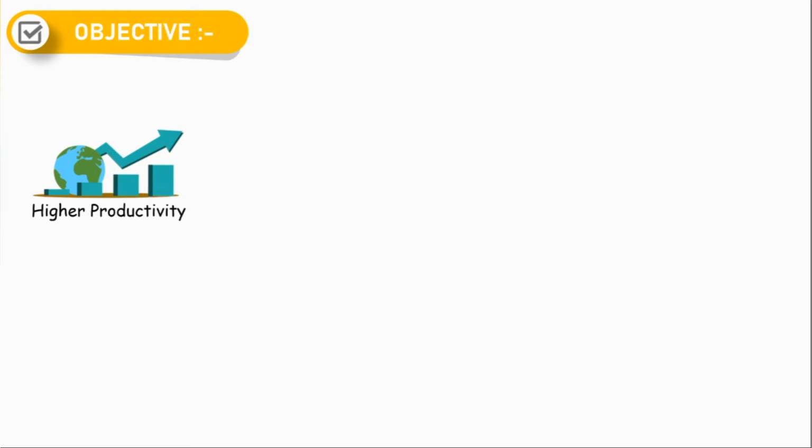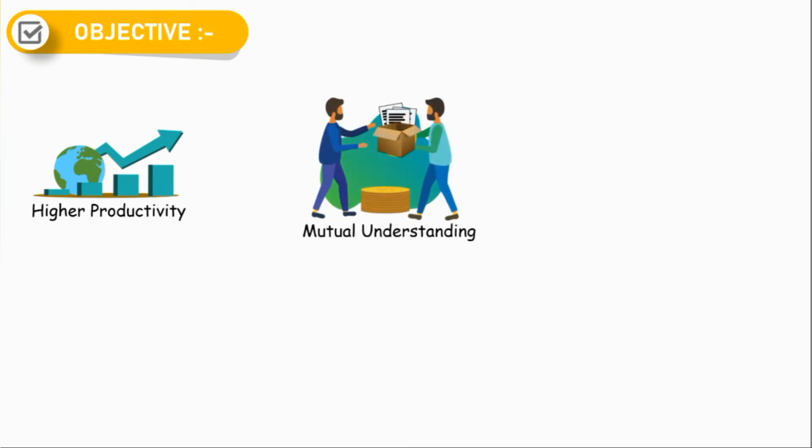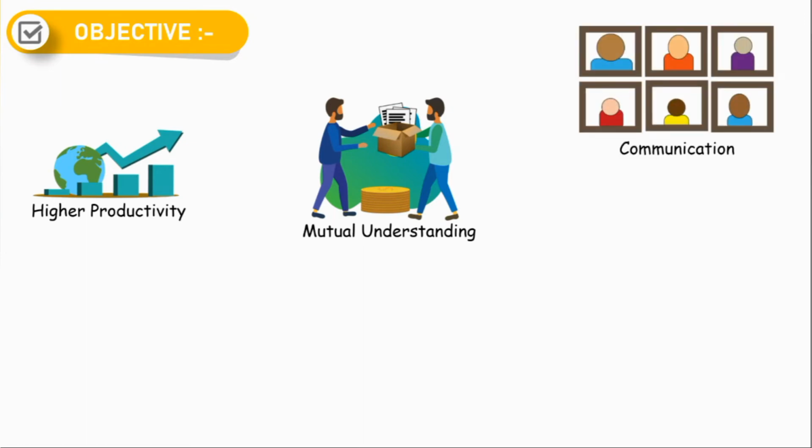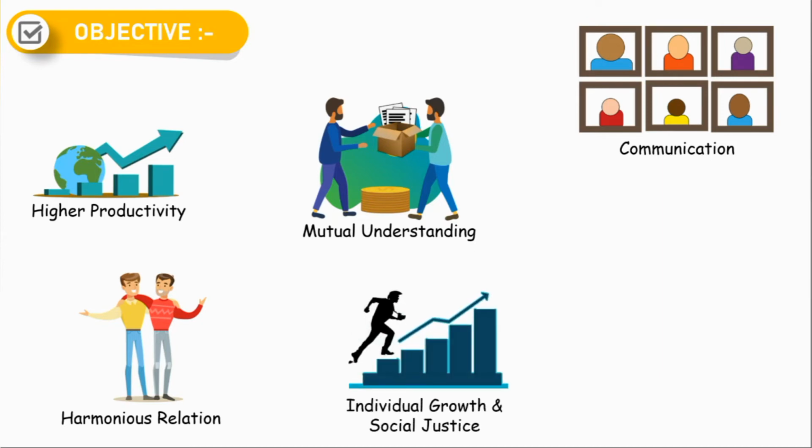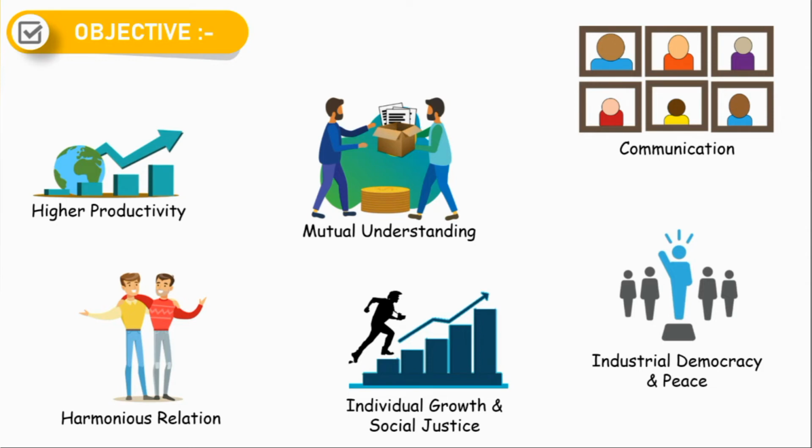They are higher productivity. Workers' involvement in the decision-making process and management of the organization helped in increasing the efficiency of the work and made it more productive. Increased mutual understanding between the management and the workers. Improved the communication among all levels of the organization. Developed harmonious relation which helped to decrease dispute between workers and the management. Improved industrial growth, social justice, and also helped in achieving industrial democracy and peace.